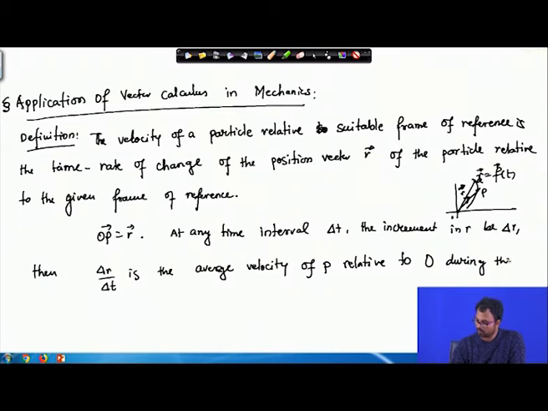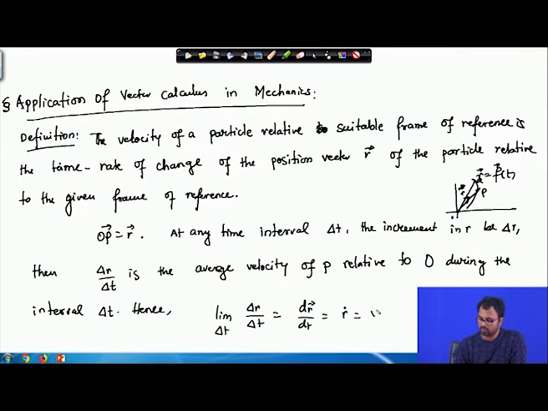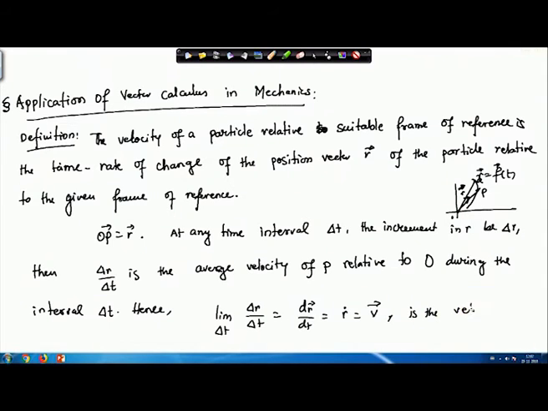during the interval delta t, and hence limit delta t tends to 0, delta r by delta t is equal to dr/dt is equal to r dot, which is called the velocity of the particle P or of the point P at that instant. It is also called the instantaneous velocity of P.